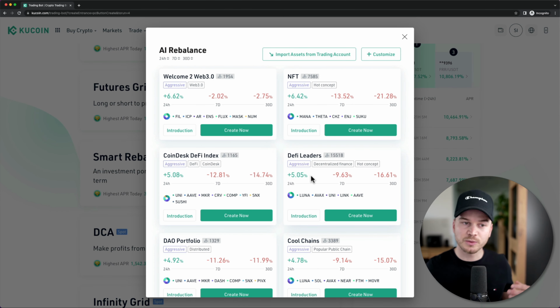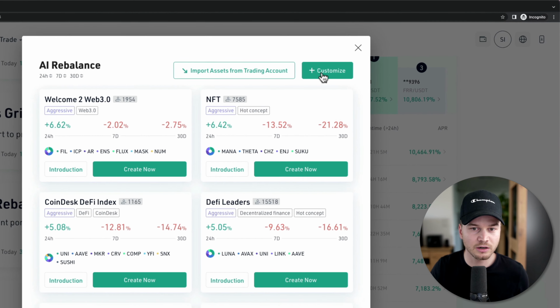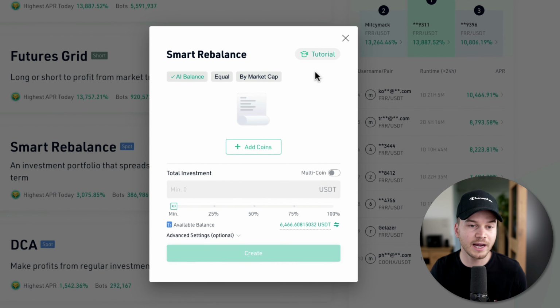And then there's specific portfolios that are already set up for you. So you could just go through these right here and see if this interests you. This is basically like a crypto ETF where there's a bucket of many different cryptos. But we could also just click on customize right here and then create our own portfolio. So let's say I want to make a portfolio with Bitcoin and Ethereum.